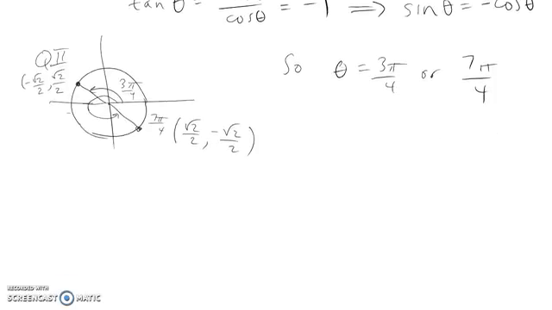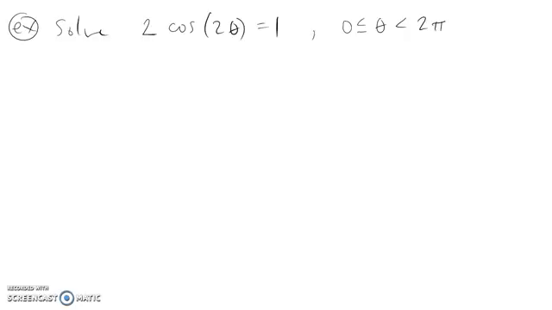Alright, let's make things a little bit more complicated. Let's say we needed to solve the equation 2 times the cosine of 2 theta equals 1. And we still want values of theta between 0 and 2 pi, including 0 but not including 2 pi. Anytime you're working on these equations and there's more going on than just the trig function, you need to isolate that trig function.